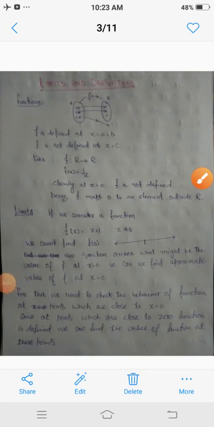Assalamu alaikum dear students. Today we are going to discuss one of the most important chapters of this course, which is limits and derivatives. Now firstly we will discuss limits.